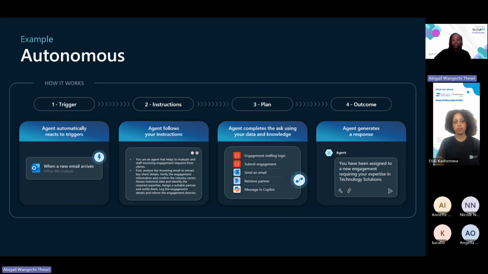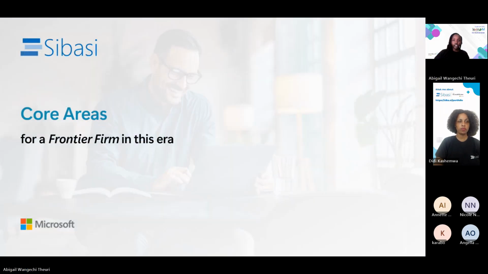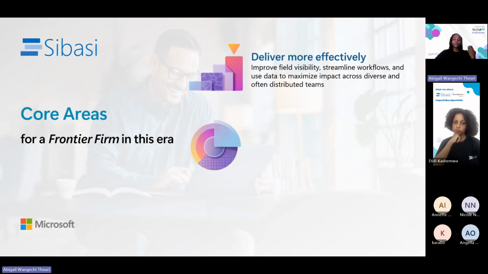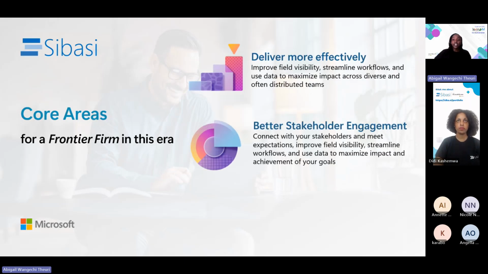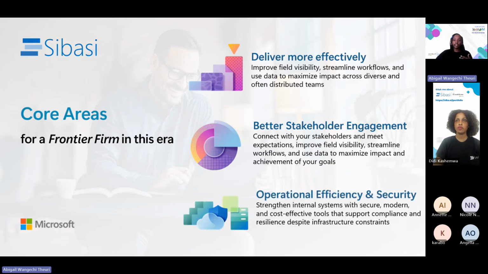Consistently and even securely. So now when organizations start operating like this, work begins to look different and even feel different for the employees. We call organizations that operate this way frontier firms. They focus on three key areas: delivering more effectively, improving stakeholder engagement, and strengthening the operational efficiency and security that organizations operate in.